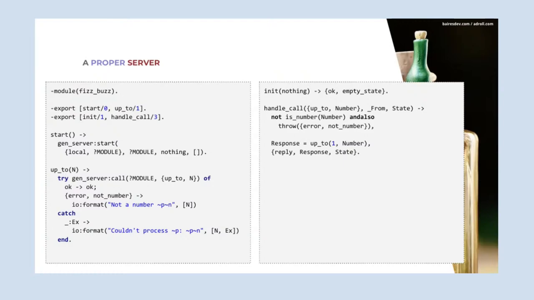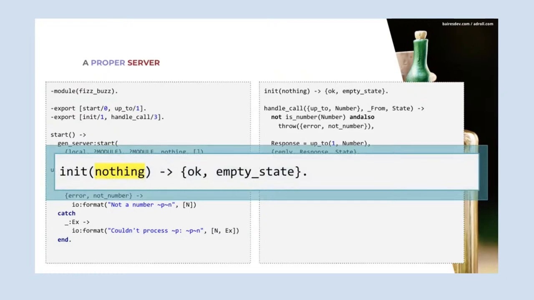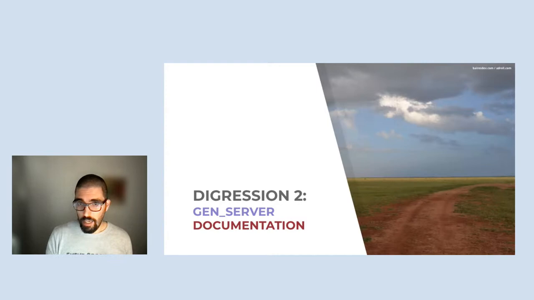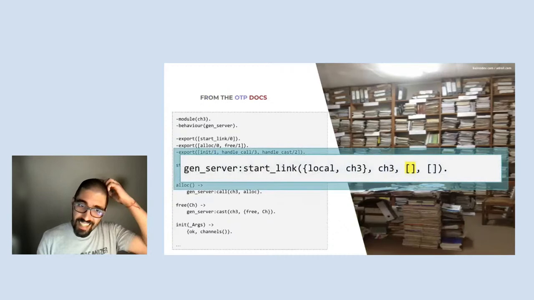But there is one particular detail here. I removed the number as the parameter for init, so I put something else. I put nothing. Nothing. And let me digress a little bit about why I did that. Remember, I copied the gen server implementation from the OTP docs. And they say this. Basically, this is the tricky part.